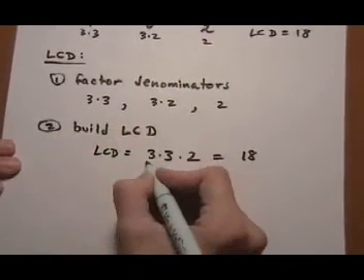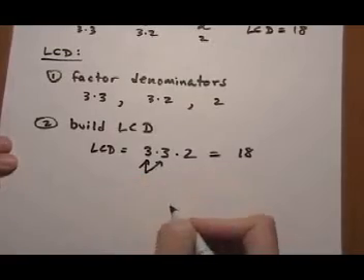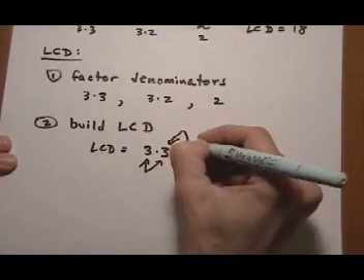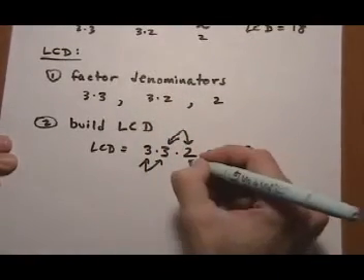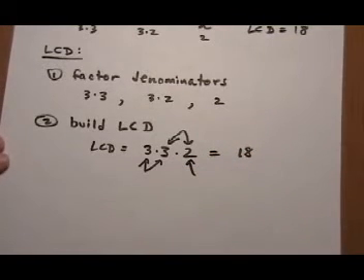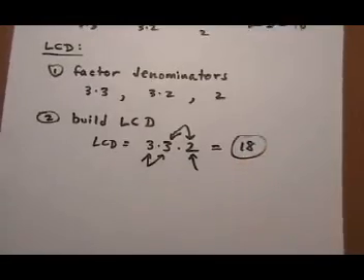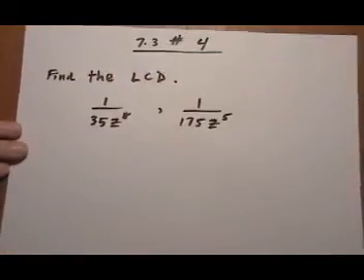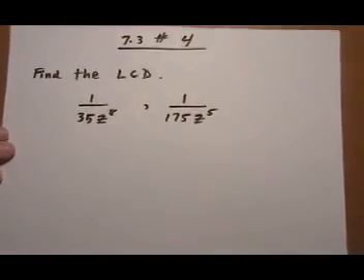So 3 times 3 would be right there. 3 times 2 is right there. And just the 2 is right there. So everything's contained. Okay, so that was number 1. Let's look at another one. 7.3, number 4. And we're always going to use the same steps. Factor, build.